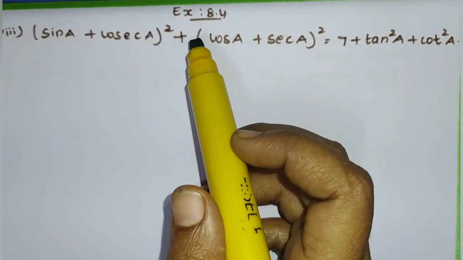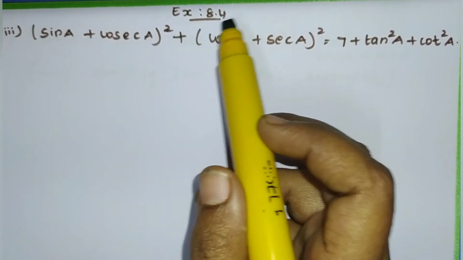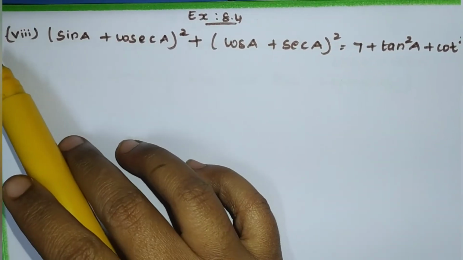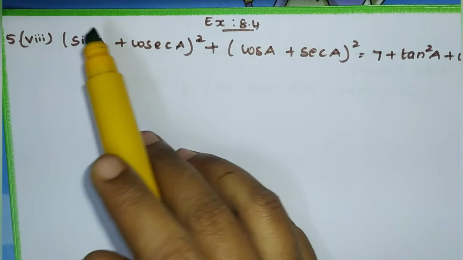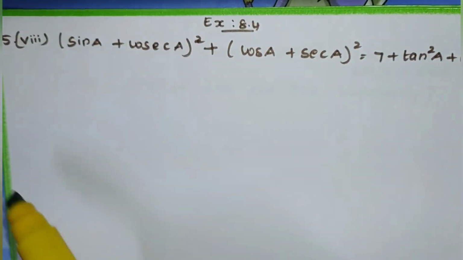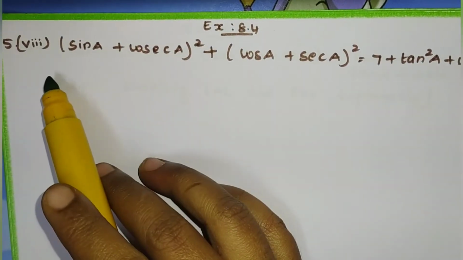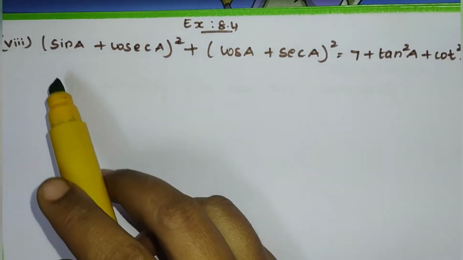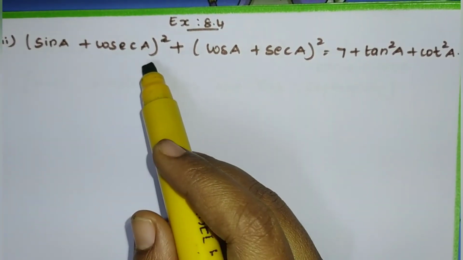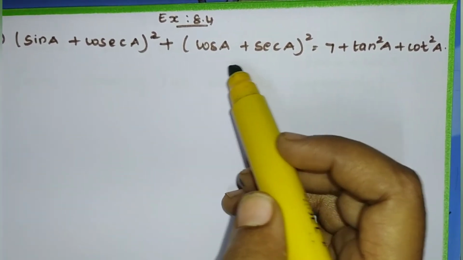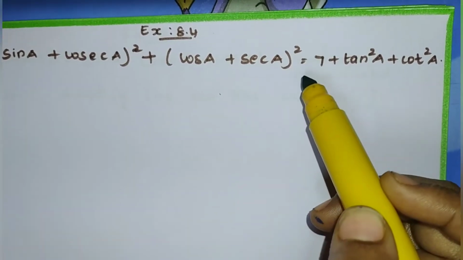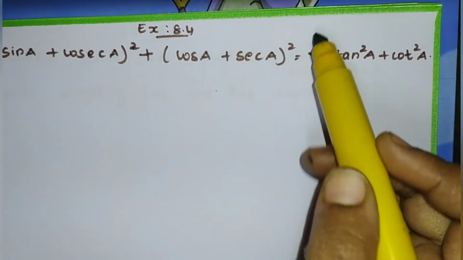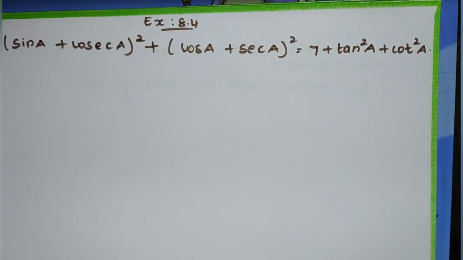In this video, we are going to see exercise 8.4, 8th subdivision sum and 9th subdivision sum. First, 8th subdivision sum: (sin A plus cosecant A) the whole square plus (cos A plus secant A) the whole square.